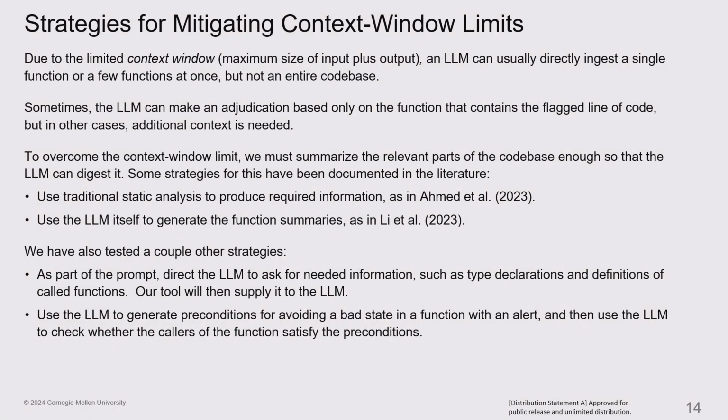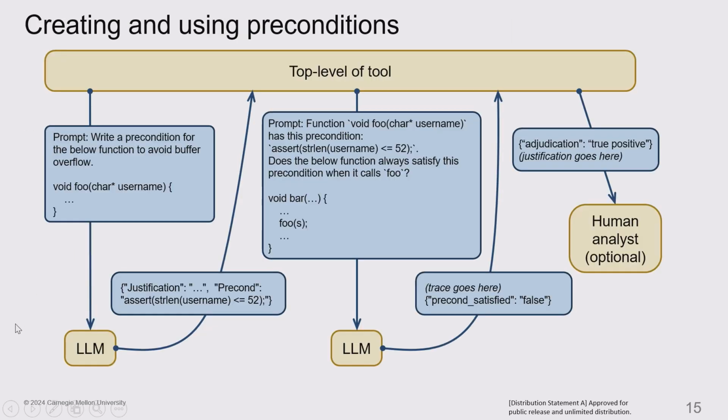Another option is to have the LLM generate preconditions to avoid the bad state that's being warned about. And then we can have a tool that analyzes the callers of that function and see if the callers satisfy that precondition. And I'm going to talk about this bullet point more on the next slide. So here's what that strategy looks like.